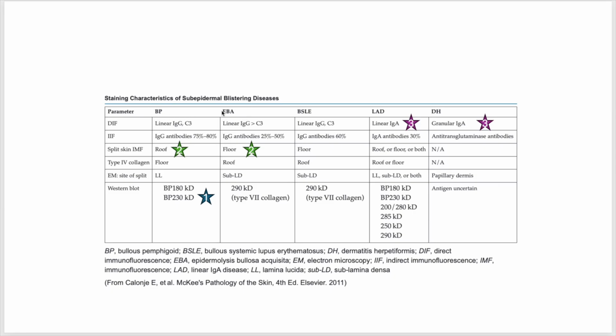that means they are trying to differentiate BP from EBA. And remember, B is blown, it is at the top, at the roof. And EBA, E is the earth, it is at the floor. So we tell those two apart.